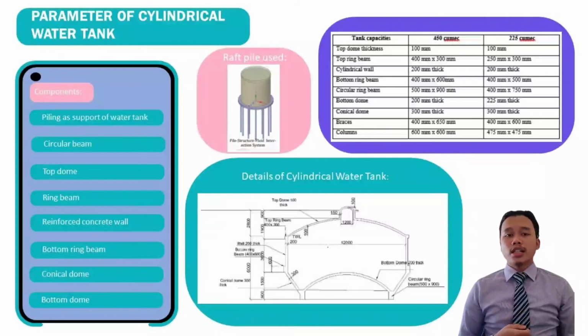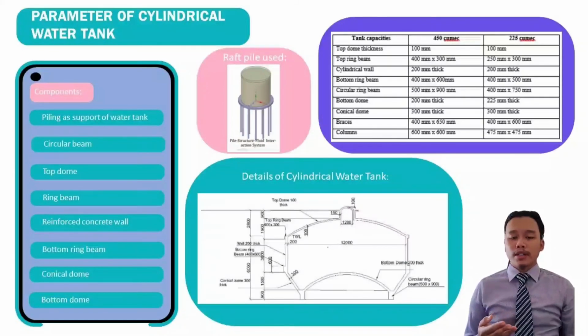And at the base of the cylindrical water tank, piles have been used, and for our example, raft piles have been used. And as we can see here, this is an example of the diagram of the parameters of the cylindrical water tank. The components and also the sizing and parameters of each of the components have been stated in the diagram. And then we also can see this table of each of the components, and also the sizing and the description of each of the components of the cylindrical water tank.